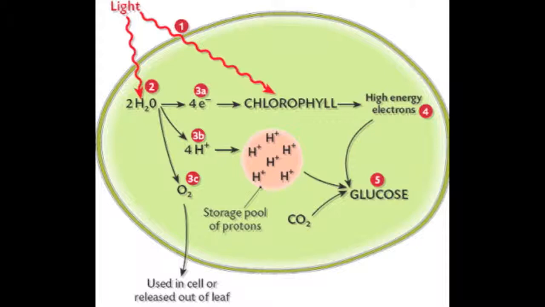Electrons' jobs are to reduce NADP plus to NADPH for the Calvin cycle. They also set up an electromagnetic charge that provides energy for pumping protons from the stroma of the chloroplast into the interior of the thylakoid membrane.